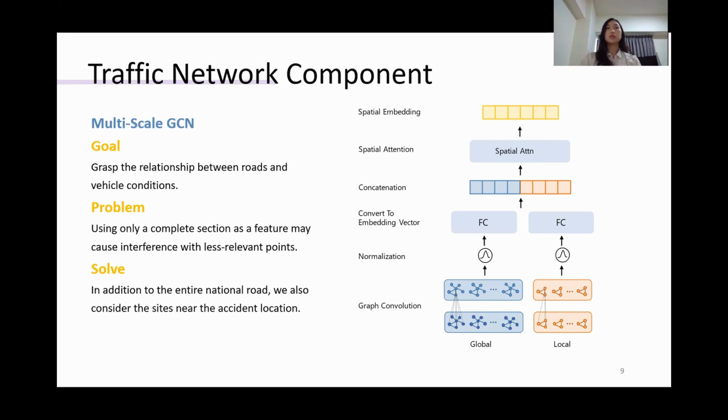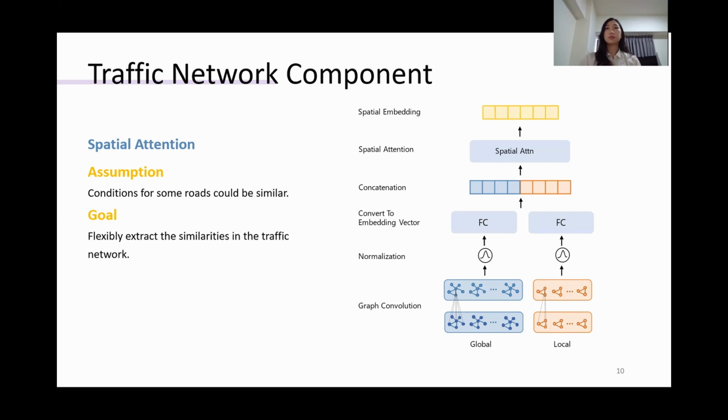In addition to using a global graph that incorporates the entire national road stations, we additionally consider a local graph that includes only the stations near the accident site. Then, in order to aggregate all node vectors within the graph, we adopt an NN-based model to extract the latent feature of the graph.